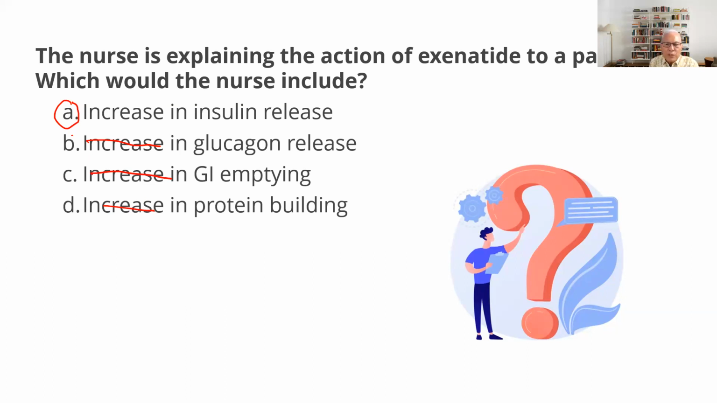It's an incretin mimetic, and therefore it increases insulin release. It should decrease glucagon. It makes the patient feel full, and of course, it slows down GI emptying. So the correct answer is going to be letter A.